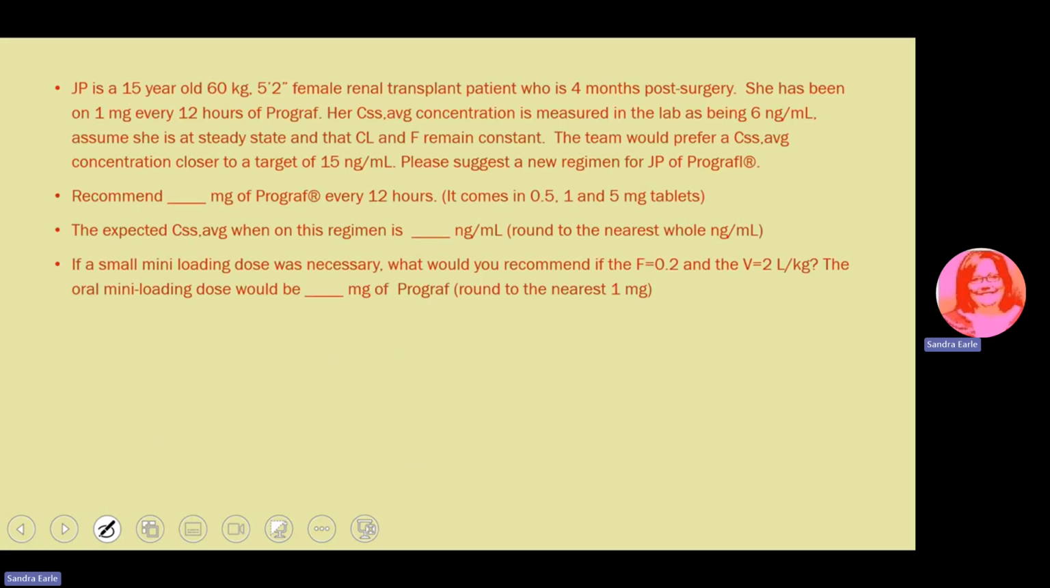JP is a 15-year-old, 60 kilogram, 5'2" female renal transplant patient who is 4 months post-surgery. She's been on 1 milligram every 12 hours of Prograf. Her Css average concentration is measured in the lab as being 6. So she's at 6 nanograms when she's given 1 milligram every 12. Assume she's at steady state and her clearance and bioavailability remain constant. Therefore, we can use our proportion.